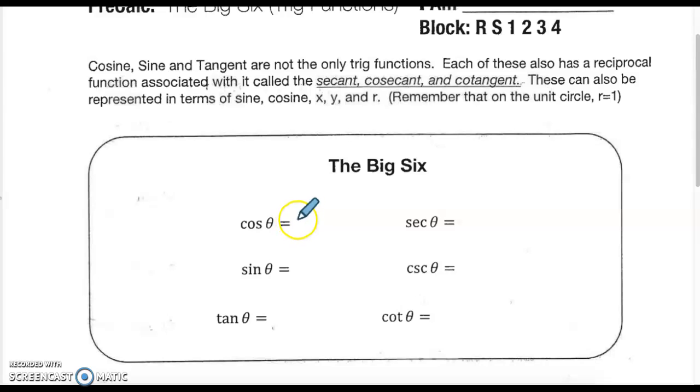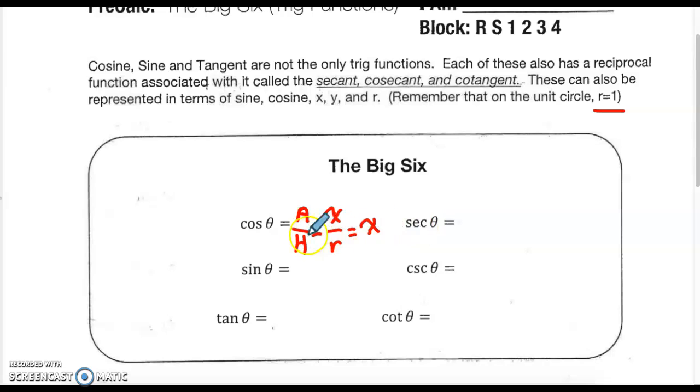So for cosine, we know cosine is adjacent over hypotenuse. That's the first way you learned it. And then on a circle in a coordinate grid, the adjacent side is x and the hypotenuse would be the radius, but in a unit circle, the radius is 1, so for the unit circle, the cosine is always equal to x.